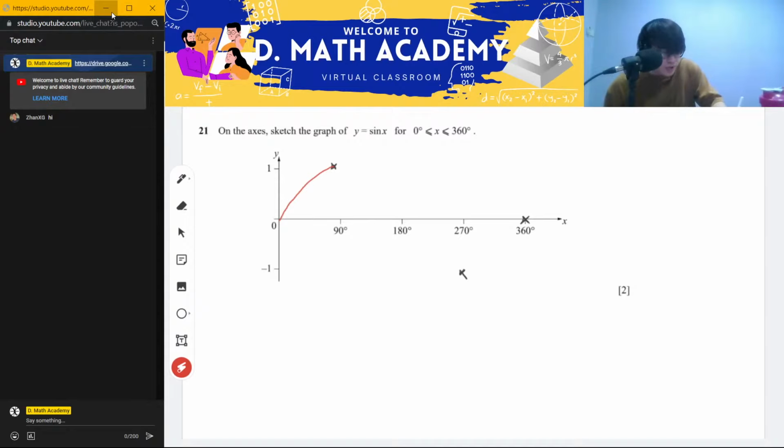Okay, so when you sketch it out, try to do it as accurately as possible. Don't draw it too ugly. Okay, first half of the graph is done. Then it shoots down to 270, and then comes back out at 360.